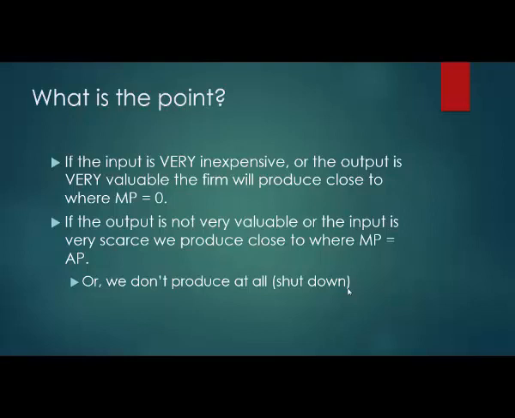And on the flip side, if the thing we're making is not particularly valuable, it's a low-priced output, or if the input we're using is very scarce. Scarce is another word for expensive, right? So we have a very expensive input, or we have a very cheap output. That's going to drive us in the other direction, close to where the marginal product is equal to the average product. It might even drive us well past that point, and when we get past that point, it's not really worth staying in business, and that's where we're going to shut down. So we're not going to make this output when the output price is very low or when the input price is very high.